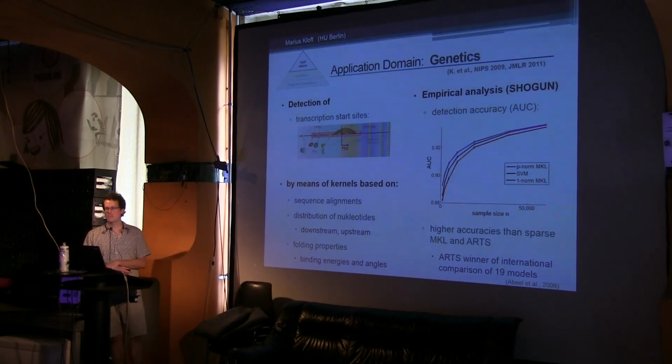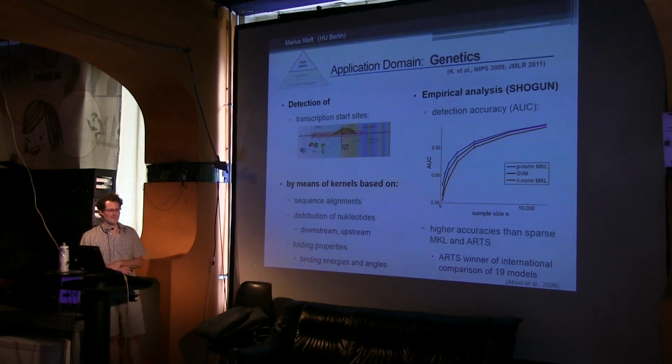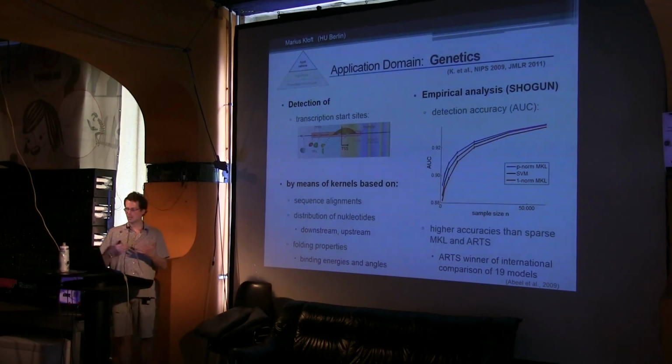How do you find the right P for your P norm? We just try it out. It's just one parameter, just a scalar quantity. We just try out a couple of values, and within our model selection procedure, take the one that works best.